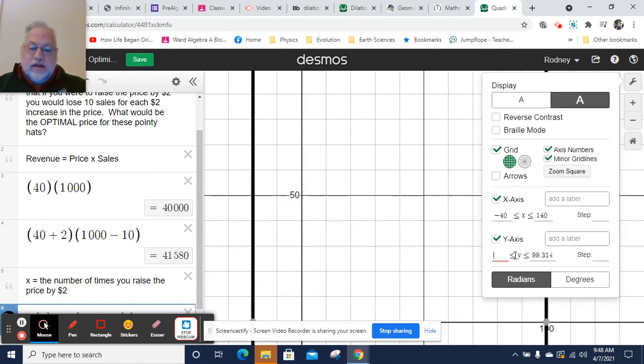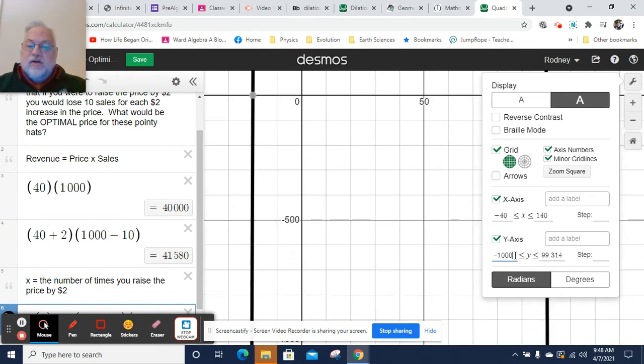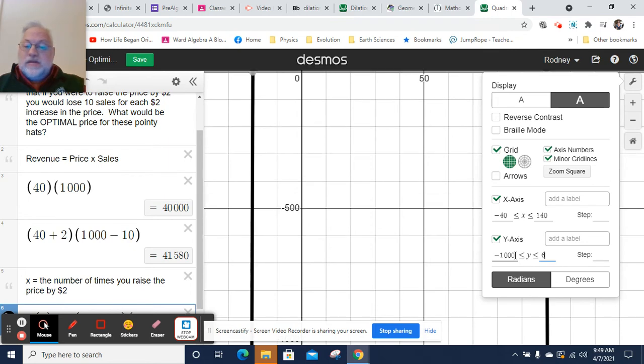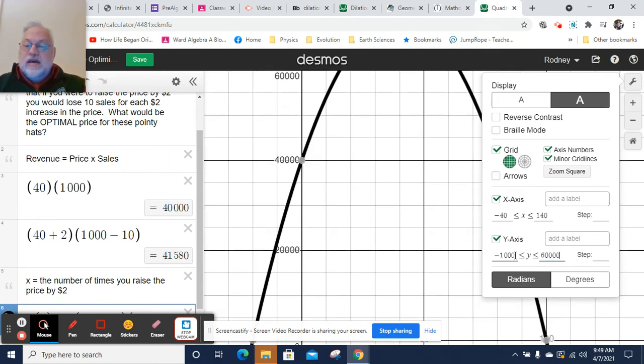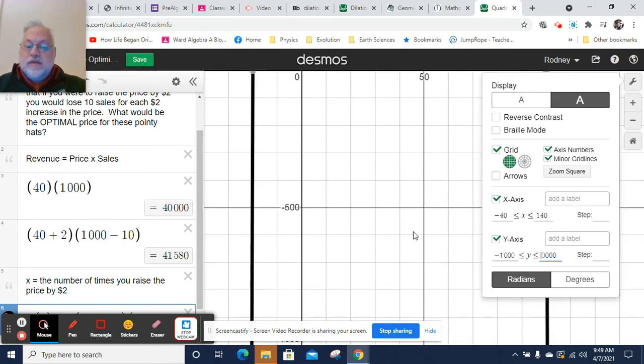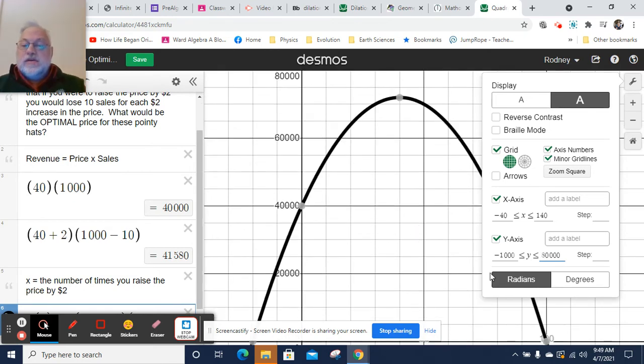So I'm going to start at, say, make it -1,000, because that'll be reasonable in this situation. And we'll go up to 60,000. I think I need to go up to 70,000. So I'm clearly a little off the graph. Let's see what happens at 70,000. Okay, I guess we need to go to 80,000. So I'm going from -1,000 on y up to +80,000 on y.